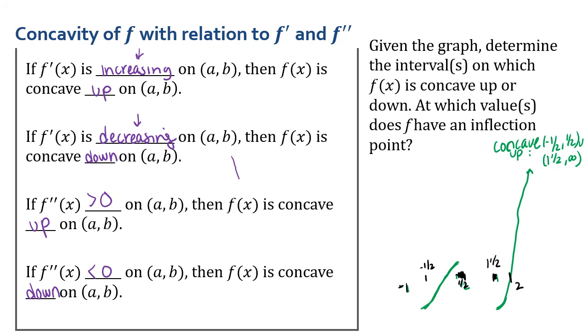And we'd say this is concave down. So a function is concave down where the first derivative graph is decreasing. So this first derivative graph is decreasing, it's going down, so concave down. So it's going to be concave down from -infinity to -1/2. And then again, it's going to be concave down here, so from 1/2 to 1.5.